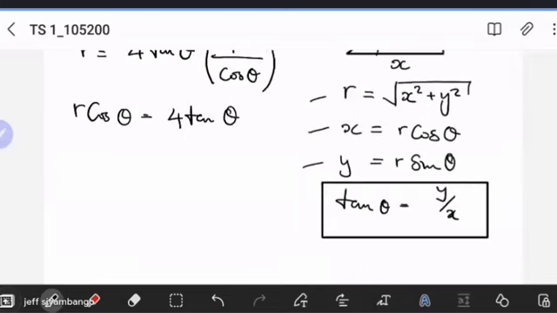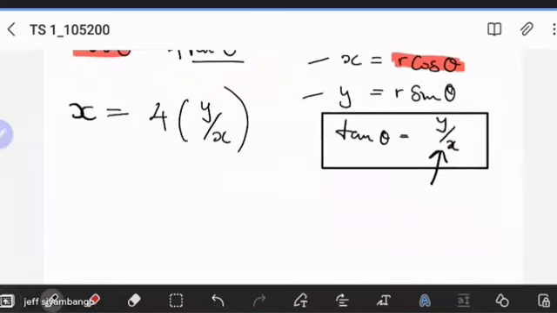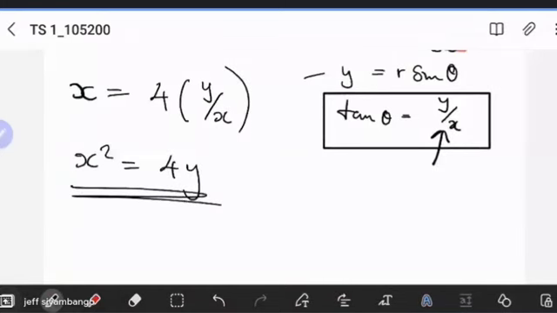Now my expression looks like this. Well, it becomes straightforward at this point. r cos theta can be replaced with x. Now tan, we see that tan is what? y over x. So this becomes 4, then we have y over x, where we have tan theta. So now our expression just becomes x squared equals 4y. And we're done. When you look at this, this is a parabola.